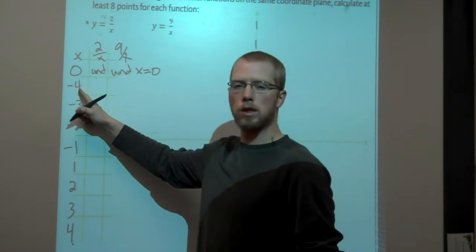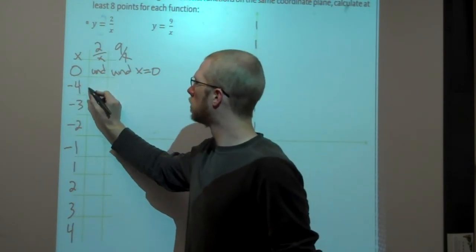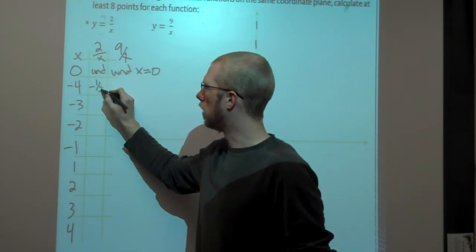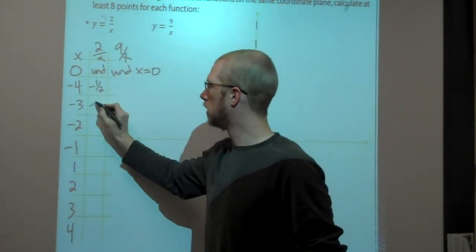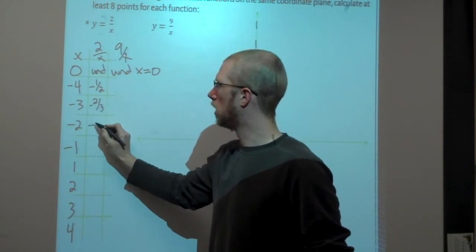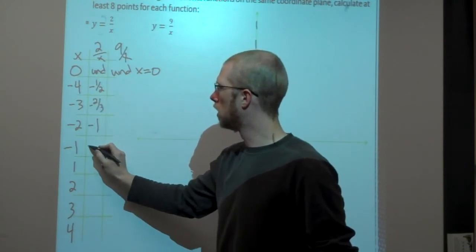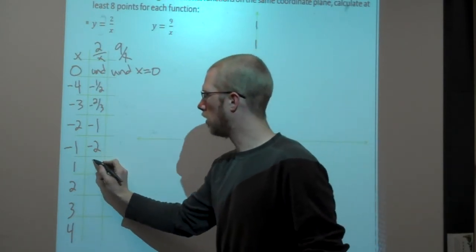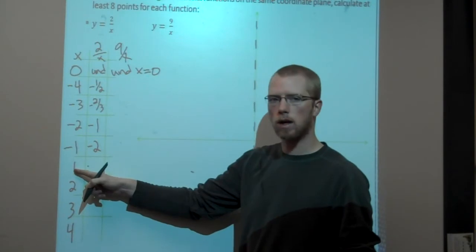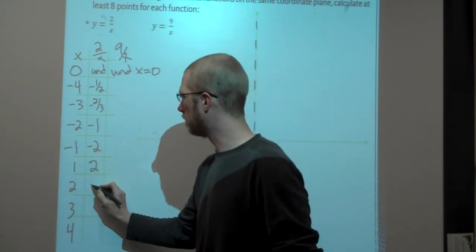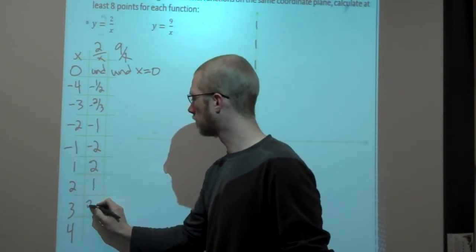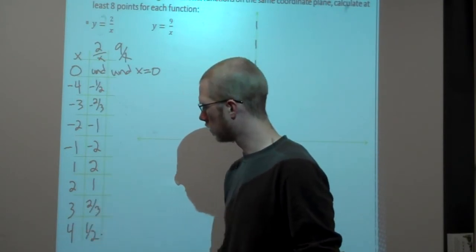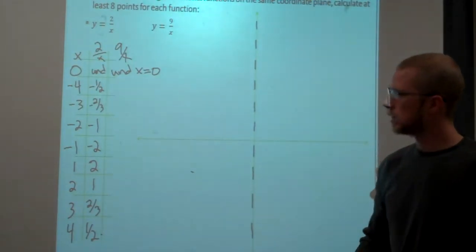So this becomes 2 over -4. So that's going to be -1/2. This is -2/3, -1, -2. As I go forward, what I notice is now when I put in the positive, I'm just going to kind of flip it around. So that what I get is something like this.